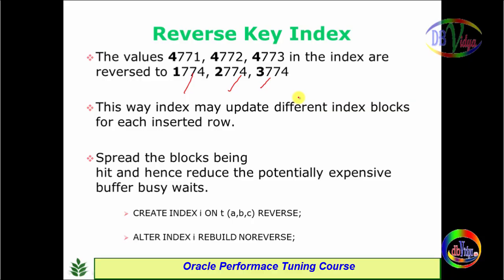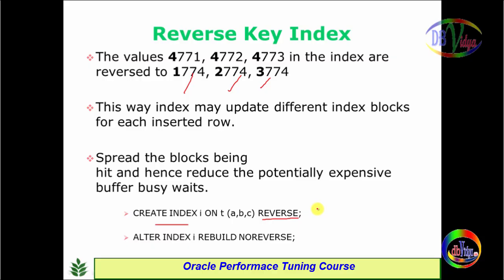Okay, so everything is done internally. What we do is only create the index with the reverse option, that keyword. Create index name on table T, whatever columns, reverse. Once you say reverse, that's all we do. We won't change the data.